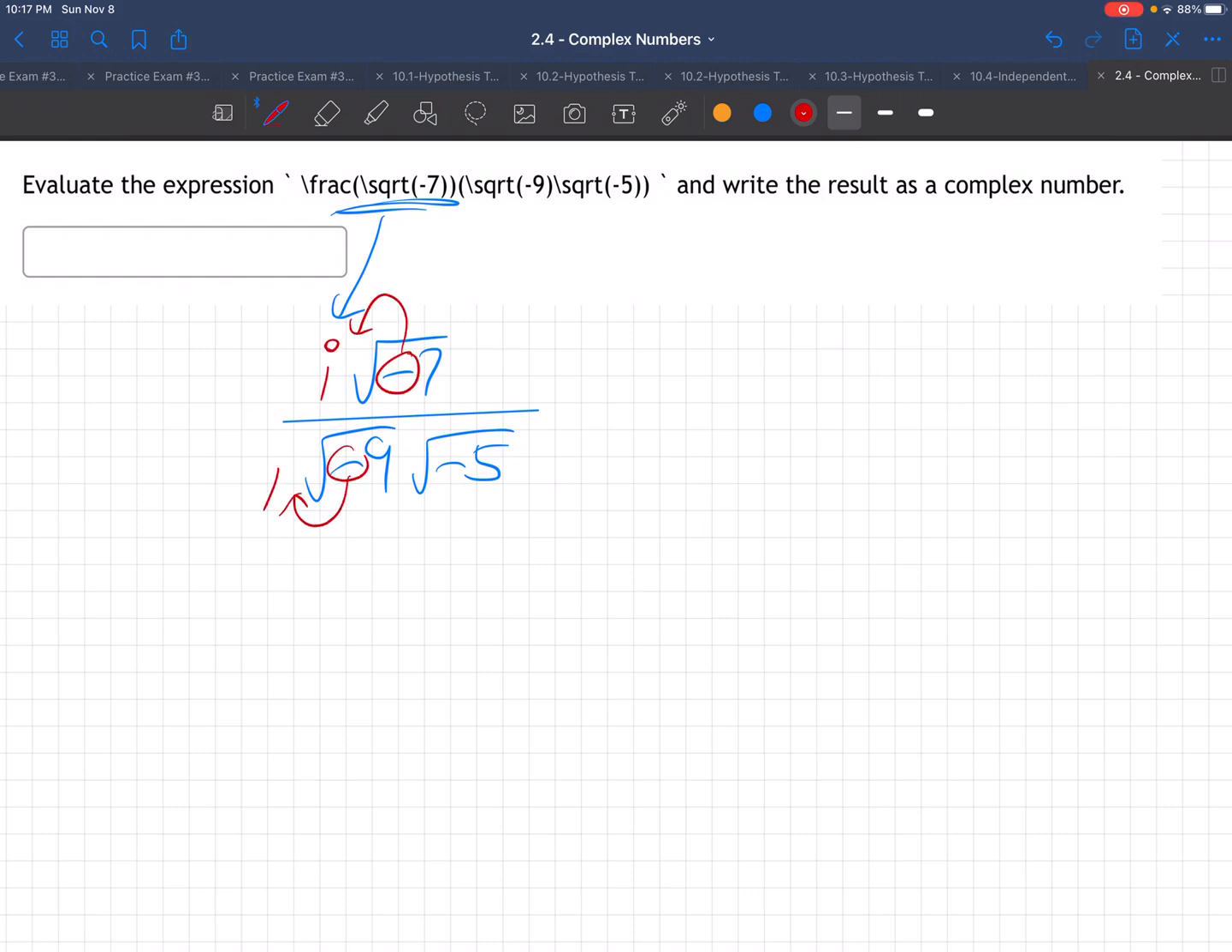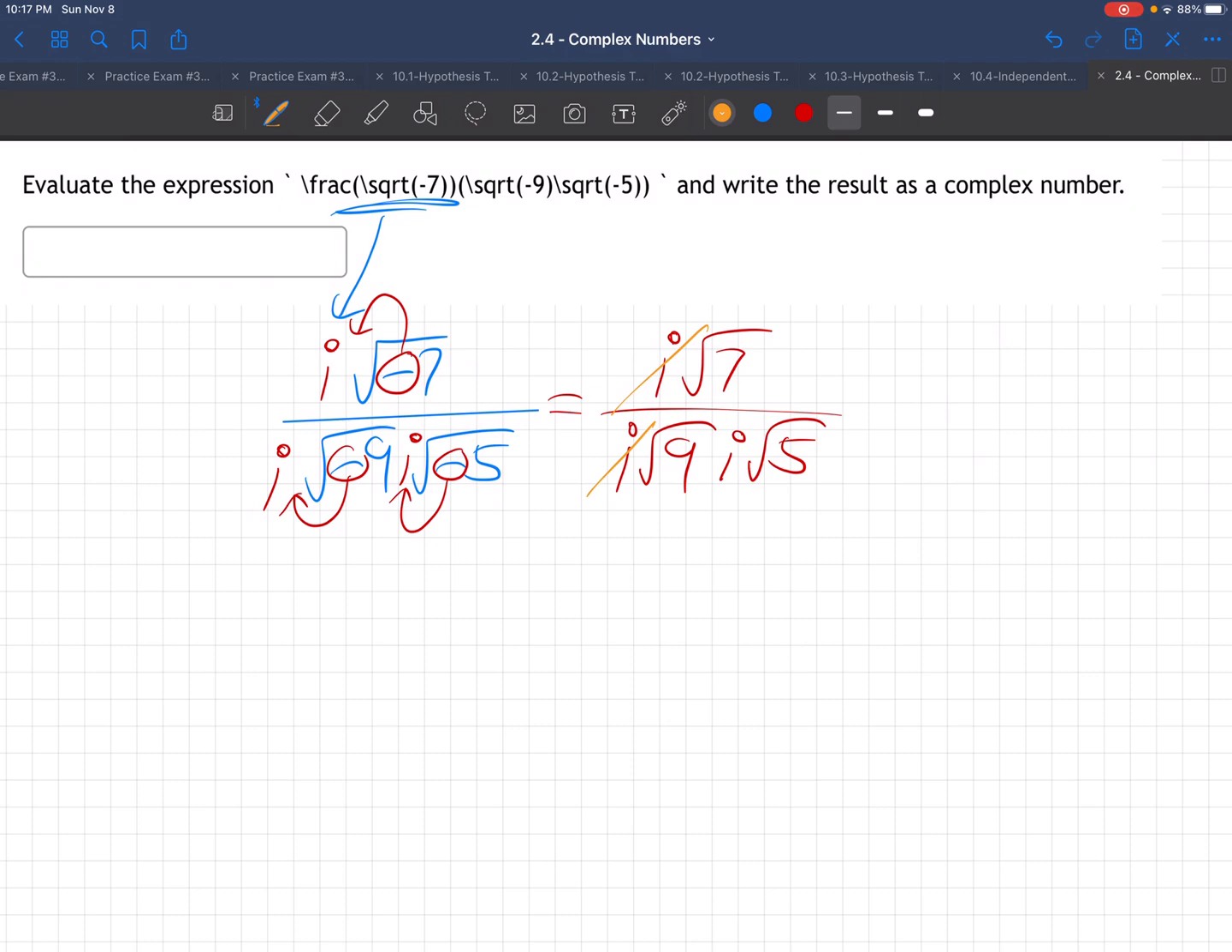We never leave a negative inside of a square root. They always come right to the front of that root as an i. So we get i square root 7 over i square root of 9, i square root of 5. Okay. So now what? Now what are we going to do from there? Well, what we can do is we can cancel one of these i's with one of those i's.